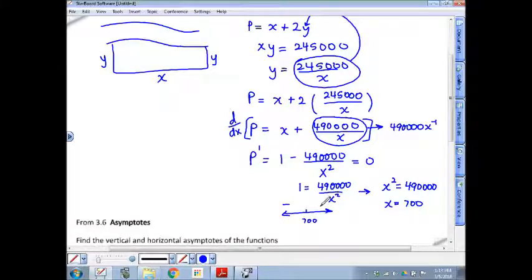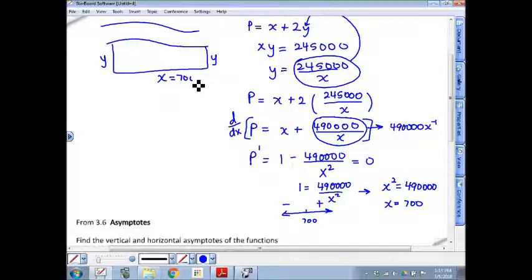We tested something to the right of 700, like 1,000. 1,000 squared would be way bigger than 490,000. So we've got 490,000 divided by a very large number. That makes a very small fraction. 1 minus a small fraction is still positive. So we have a decreasing interval to an increasing interval. That means that 700, according to the first derivative test, is actually a minimum. That's what we wanted. We wanted to find a minimum.